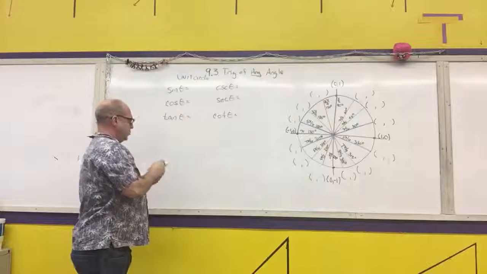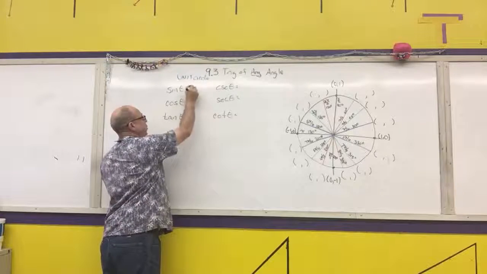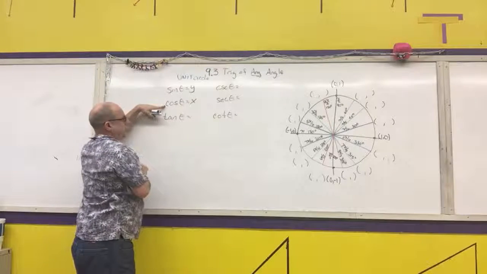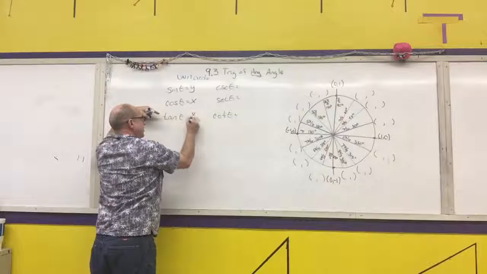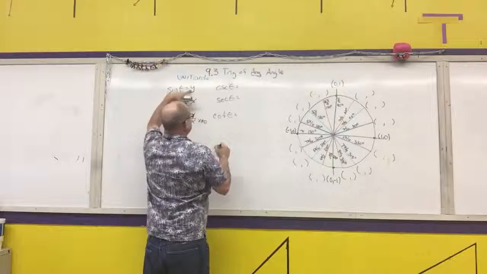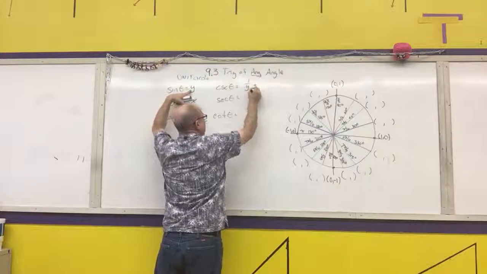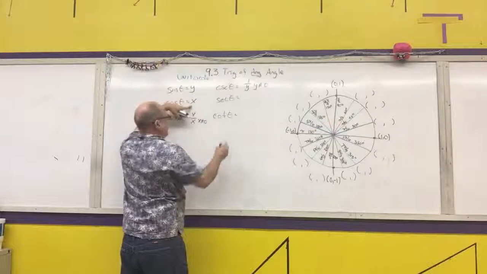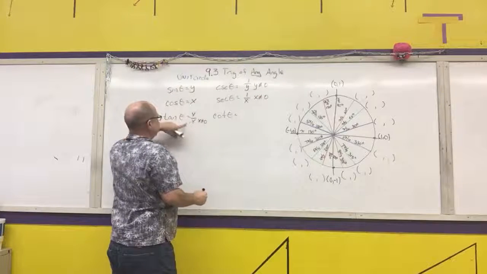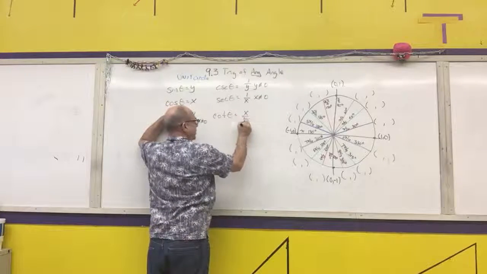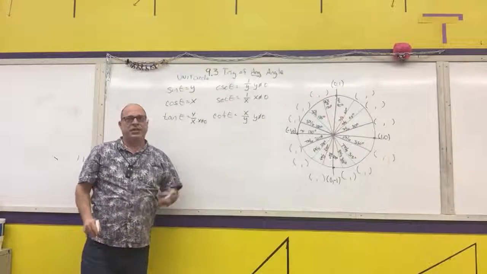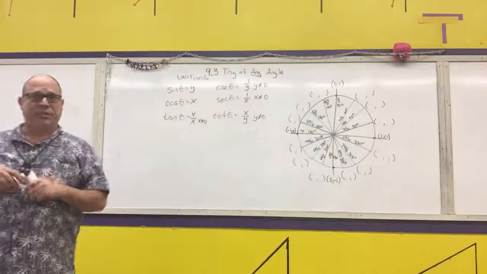Sine was y over r, so that just becomes the y coordinate. Cosine was x over r, so that becomes the x coordinate. Then I have tangent, y over x, where x is not equal to 0. Cosecant's the reciprocal, so that would be 1 over y, y not equal to 0. Secant would be 1 over x, where x is not equal to 0. And cotangent would be x over y, where y is not equal to 0. So these should be the last 6 trig definitions that you have to fill out on your benchmark test sheet.